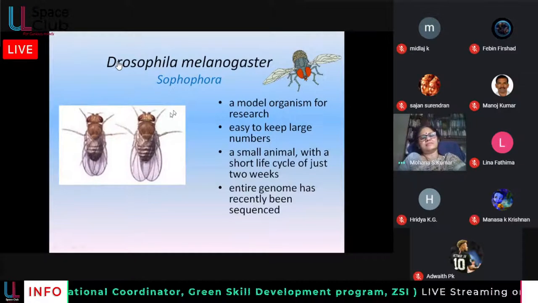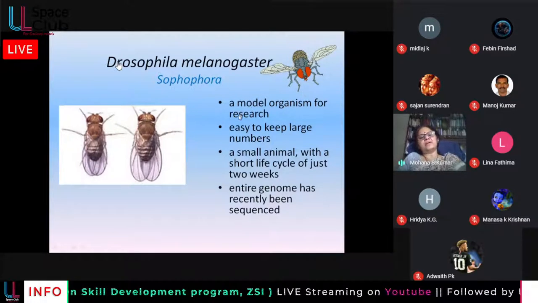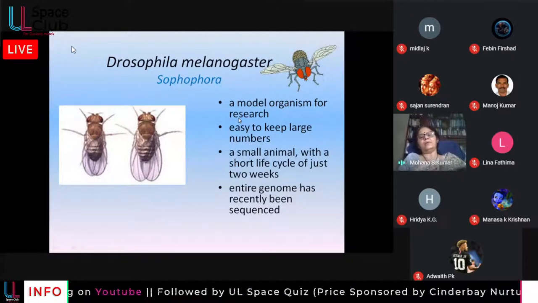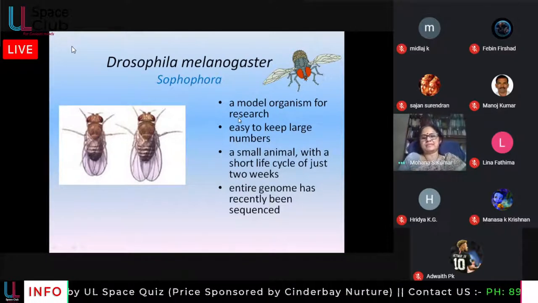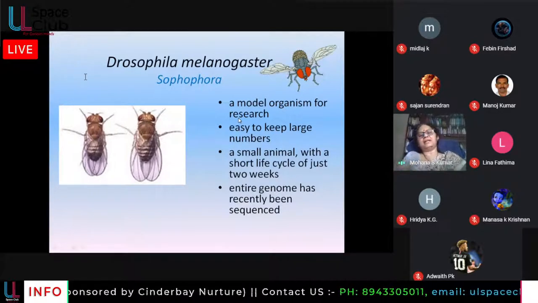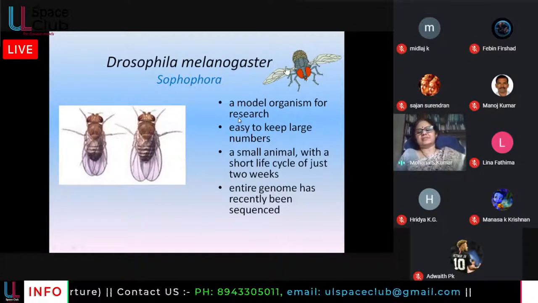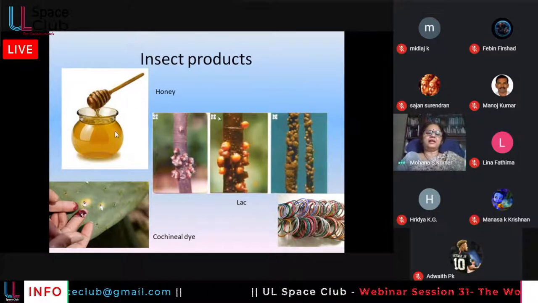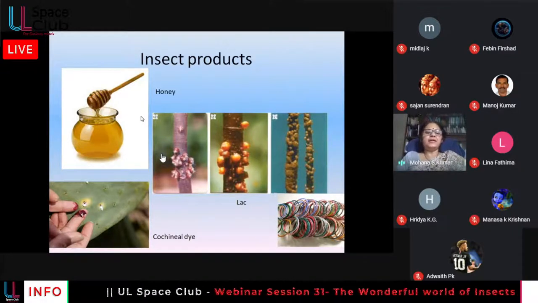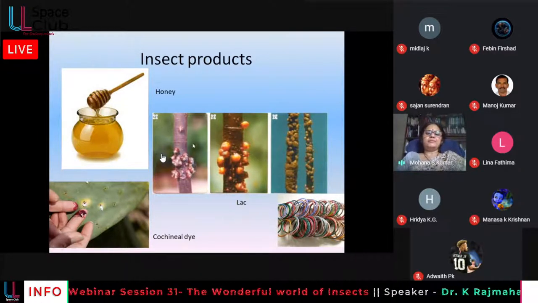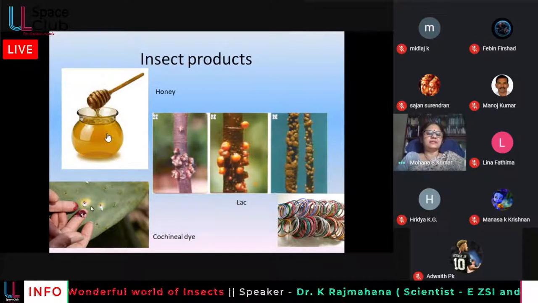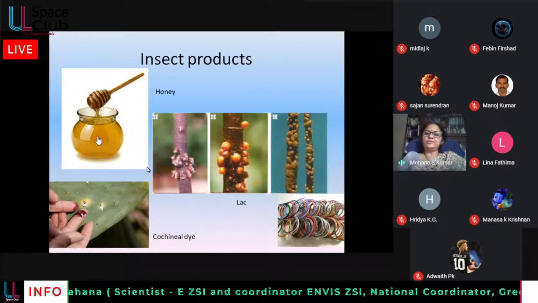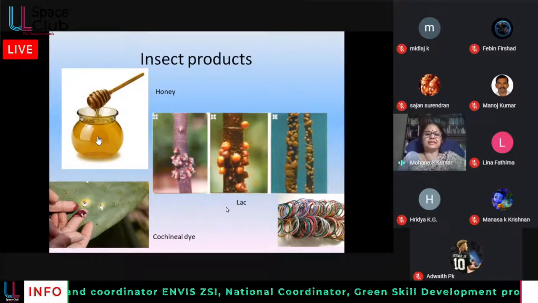For research, they make use of Drosophila, the small fly. If you keep fruits, banana and all, open, you will find them very easily. So for any genetic, any kind of scientific research, this is the model organism. Not going into detail, honey, of course, is an insect product with very good commercial value, as are lac insects. Red dye is made from the cochineal insect. These are all in addition to the silk, which we discussed in detail earlier.